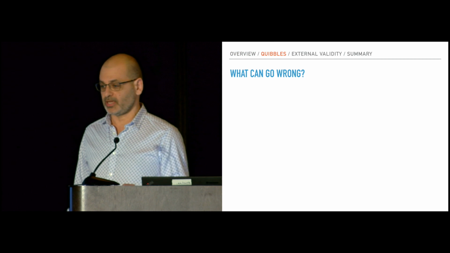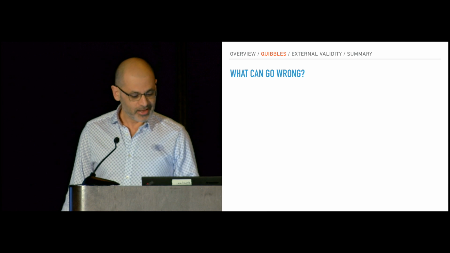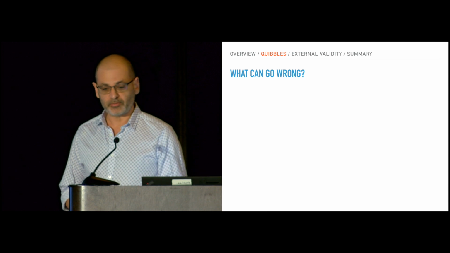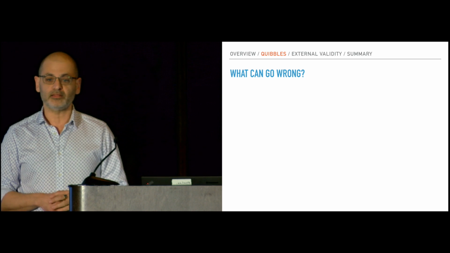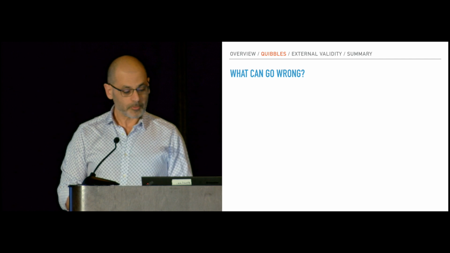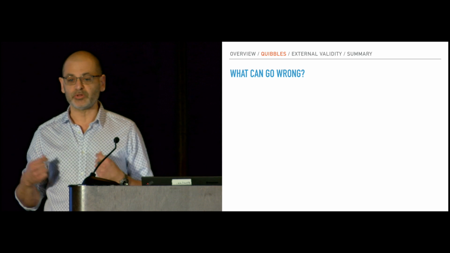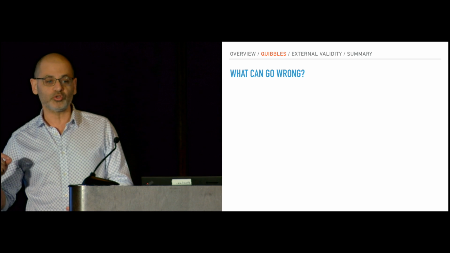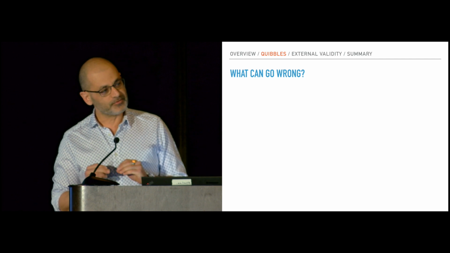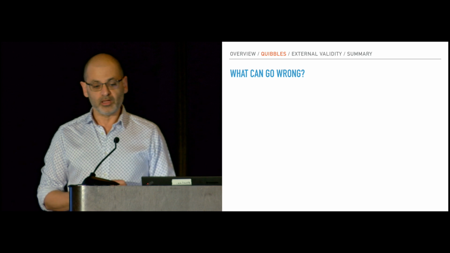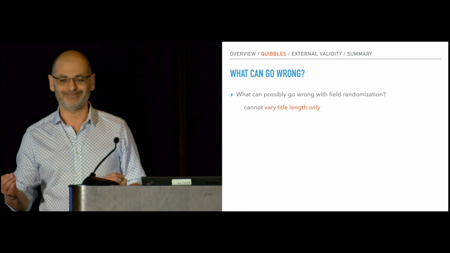So on the quibble side, let's get rid of the typical discussant role real quick. What can go wrong? It sounds really perfect, right? Because Seeking Alpha literally randomizes who they send title length to. What can go wrong? I've done experiments, right? Doing a lab experiment, you want to make sure that you control for everything else except for the treatment. And here it's very close, but it's not perfect. In what way? Well, you cannot really vary title length only, right?